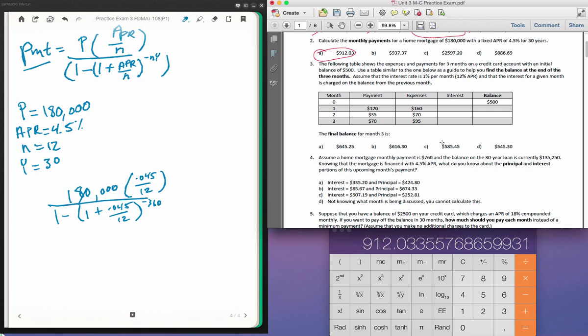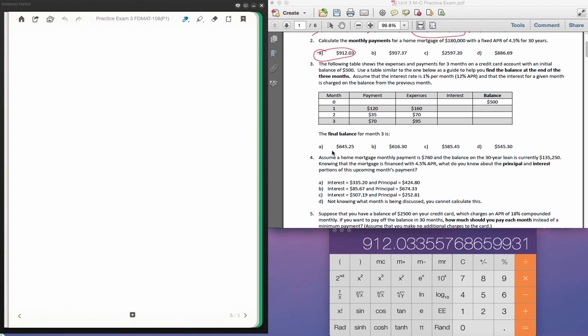Question 3. The following table shows the expense of the payments for the 3 months on a credit card account with the initial balance of $500. So we're starting with $500, and then we're going to make payments and expenses. Use the table below as a guide to help you find the balance at the end of 3 months. Assume the interest rate is 1% per month, 12% APR. So 12% divided by 12 will give me 1%. The interest for a given month is charged on the balance of the previous month.